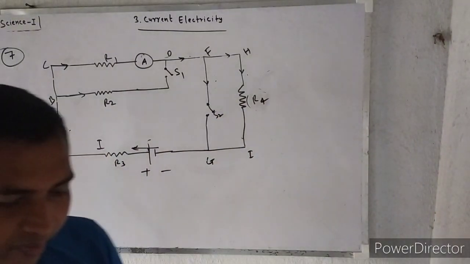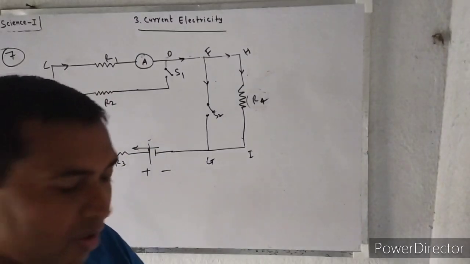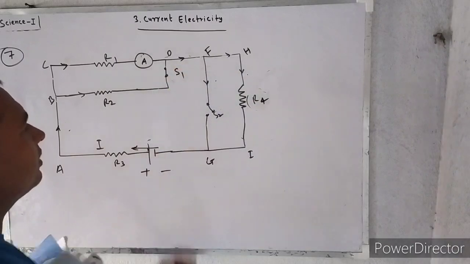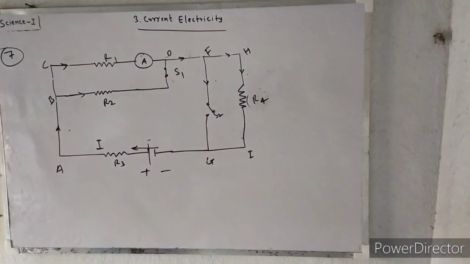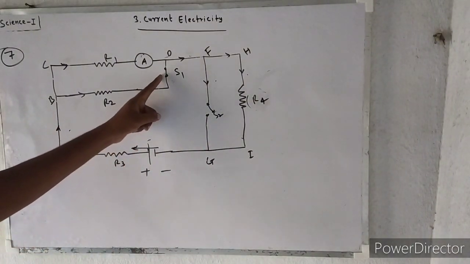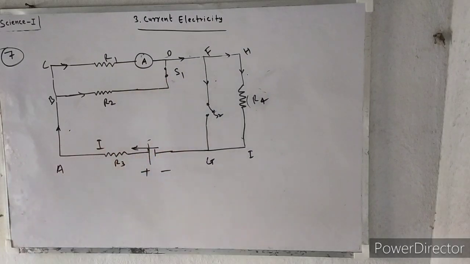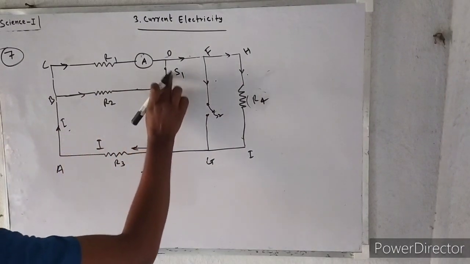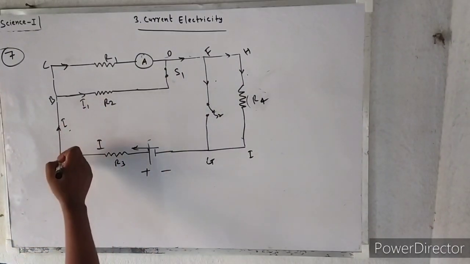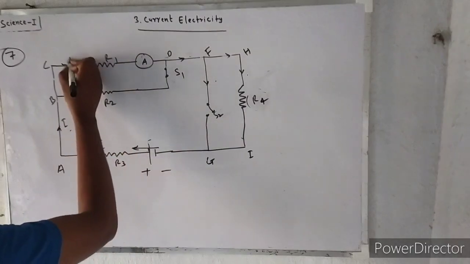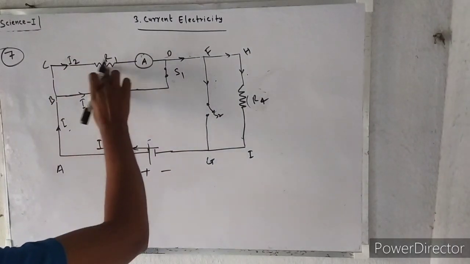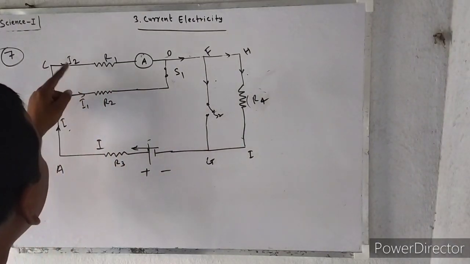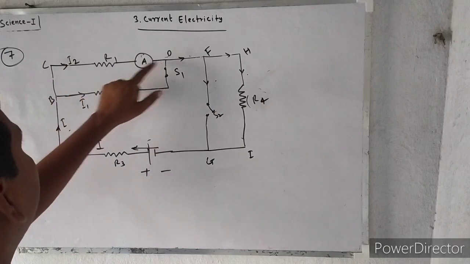Question number C. S1 is closed, but S2 is open. In this case, this is closed, this is open. So due to this cell, current I is flowing. Since this is closed, say I1 current is flowing through R2, and here I2 is flowing through R1. So some amount of current I1 will flow in this branch, and some amount of current I2 will flow through branch CD, or R1.